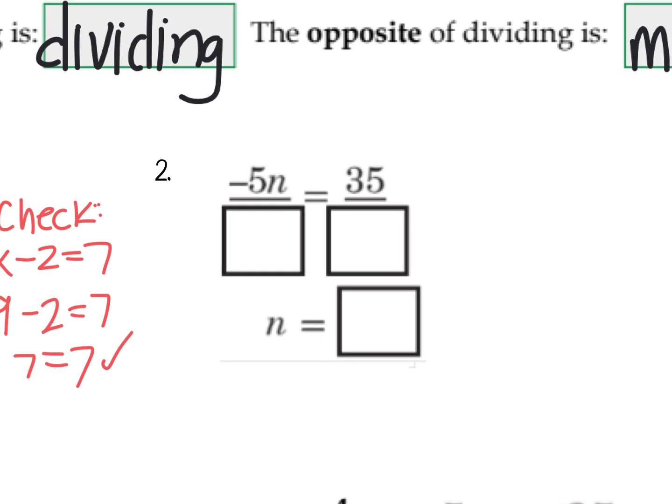Number 2, I have negative 5n equals 35. Now, when there's no sign in between these two, I know that it means multiplying. It's negative 5 being multiplied to n to equal 35. So I have to do the opposite of multiplying, which is division. So divide both sides by negative 5. So negative 5 divided by negative 5 just gives me the 1n. And then 35 divided by negative 5 is negative 7.